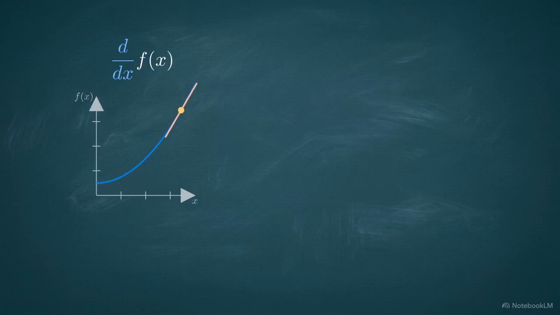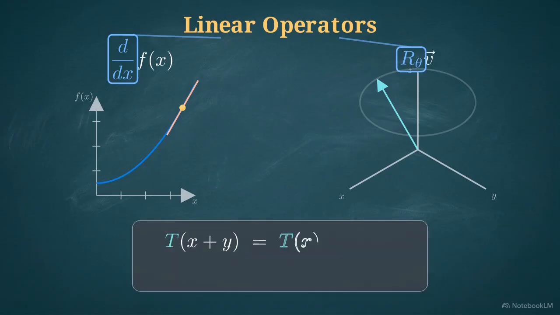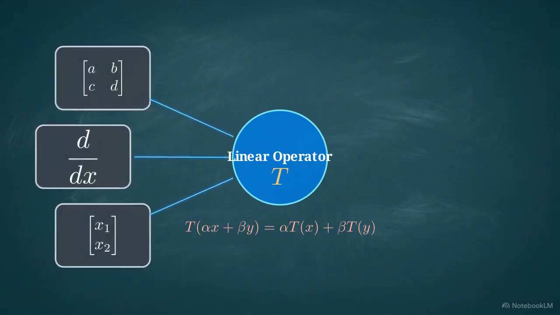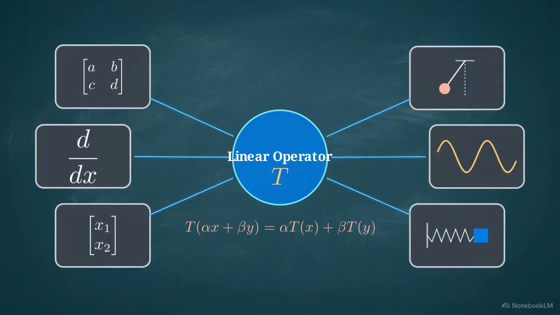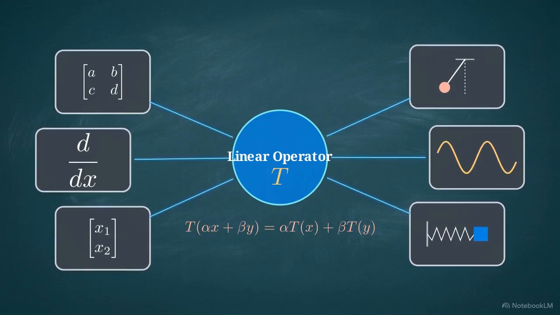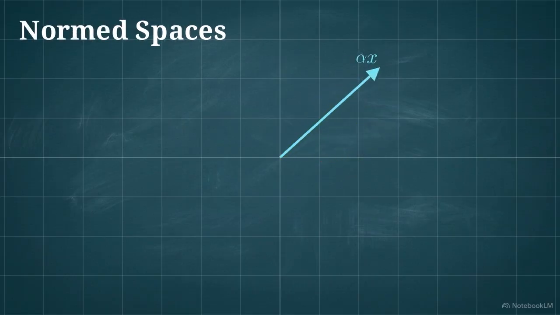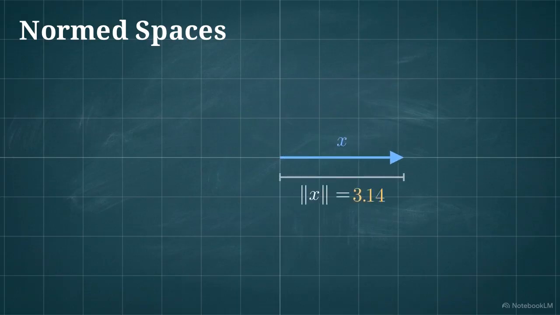Taking the derivative of a function and rotating a 3D vector follow the exact same mathematical rules. They are both linear operators, the bridge connecting standard linear algebra to the differential equations of physics. These operators exist within a specific mathematical environment. We build them on vector spaces, where we can add elements and scale them, and apply them in normed spaces, where we can measure the precise length of those elements.